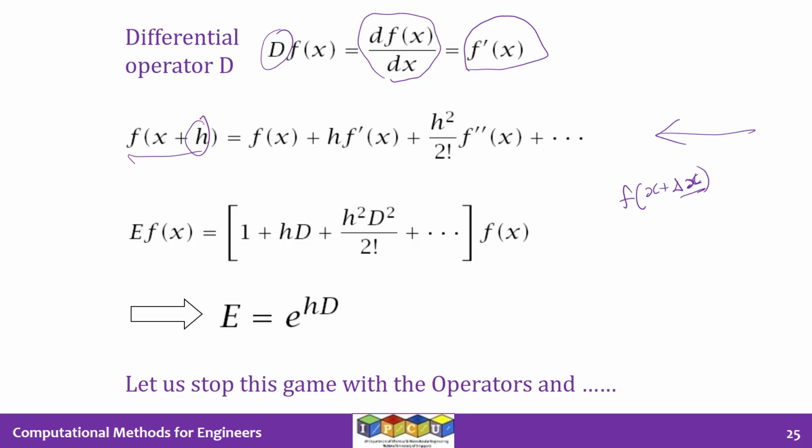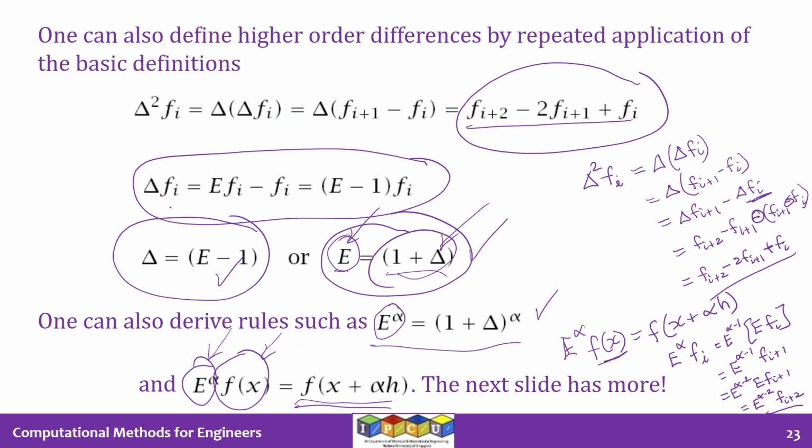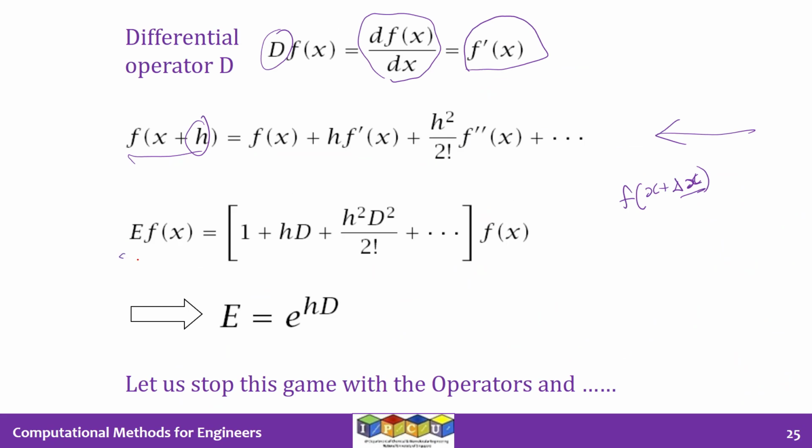Now, what I can do is I can express f of x plus h as E times f of x. This basically makes use of this idea that we saw. So if you put alpha is equal to 1 in this expression, E of f of x is equal to f of x plus h. So f of x plus h is nothing but E of f of x. So that's what is written here. So this can be replaced by this.